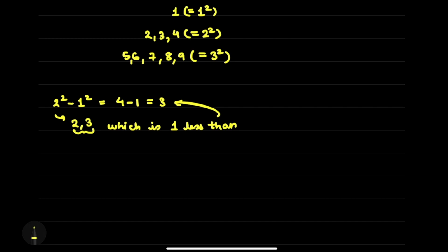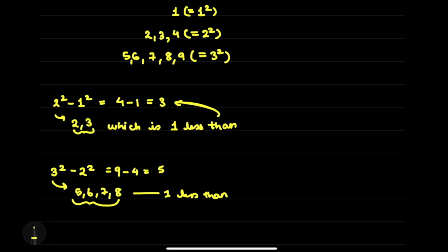Similarly, if we look at 3 square minus 2 square, that is 9 minus 4, we get 5. And the numbers between 3 square and 2 square, that is between 4 and 9, we have 5, 6, 7, and 8. So this whole is 4, and this is 1 less than 5. So this is a very simple observation that we have about these numbers.